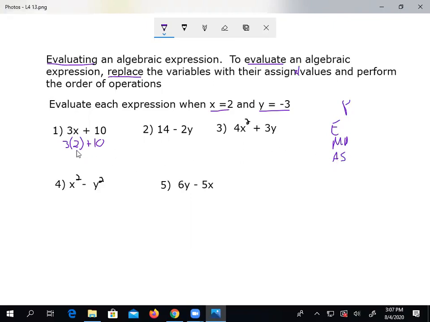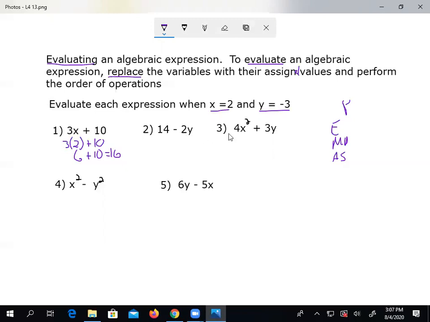So I do my multiplication, which would be a 6, and then I add the 10. And that would give me, and I ran out of room there, so I'm just going to slide over here and say 16, so I don't crowd the other problem. So next problem is 14 take away 2y.